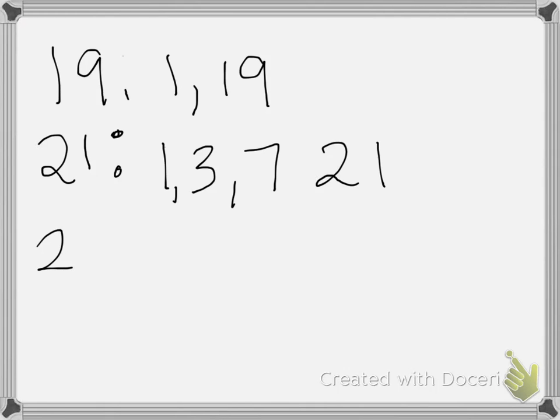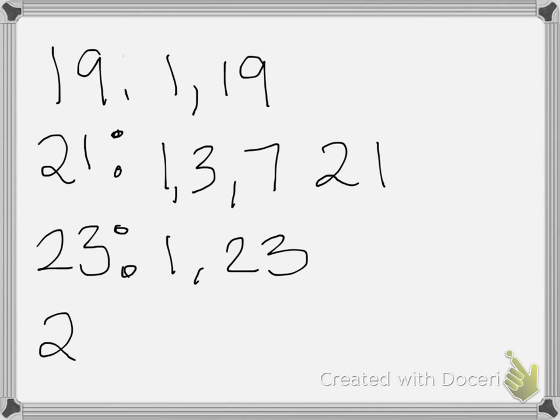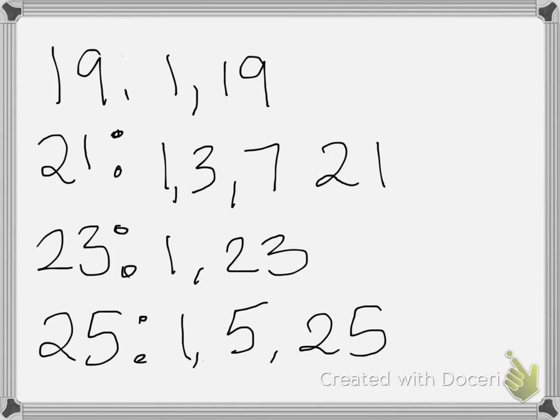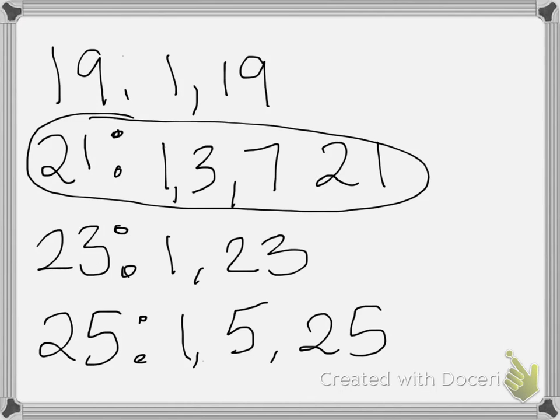Then you have 23. Again, 23 only has 1 and 23. I can't think of anything else that's a whole number that you can multiply to get it. Then you have 25. 1 and 25. And then it's just a 5. I'm not going to list 5 twice. 5 times 5 is 25. So which number has the most factors? 21 with 4 different whole numbers.